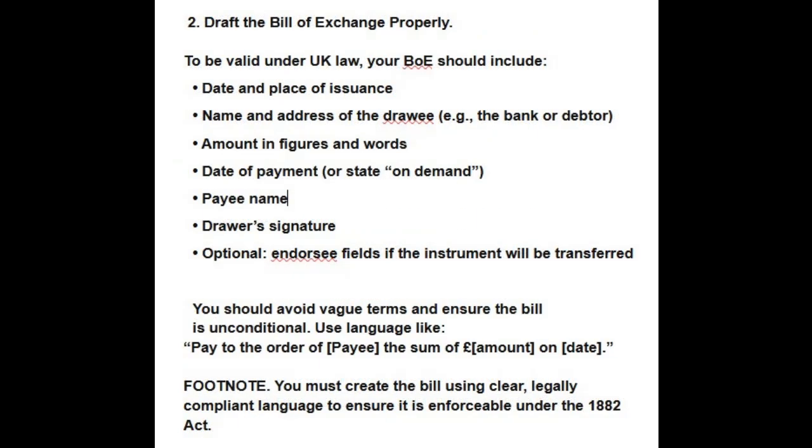2. Draft the bill of exchange properly. To be valid under UK law, your BoE should include: bullet date and place of issuance, bullet name and address of the drawee, e.g., the bank or debtor, bullet amount in figures and words, bullet date of payment, or state on demand, bullet payee name, bullet drawer's signature, bullet optional.